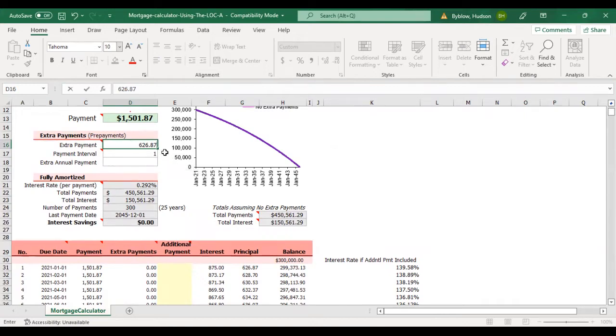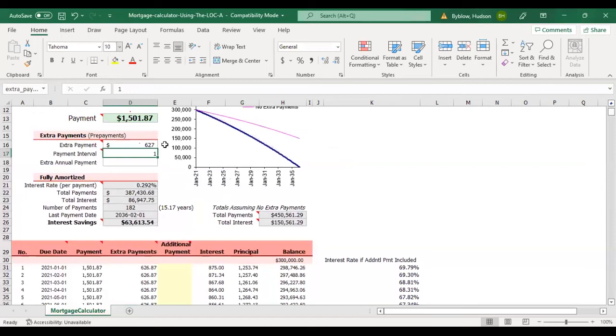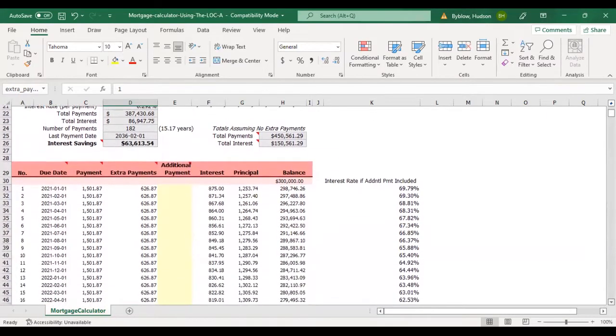Because you see the principal goes up and up and up over time, this would actually be a minimum statement. So this is going to show a minimized effect, but it's still going to show the effect. So I'm going to put an extra payment of $627 every payment. Now look what happens to the interest rate for those first 5 years.